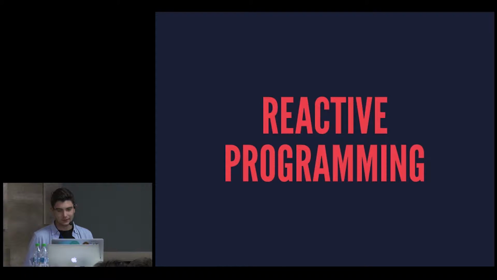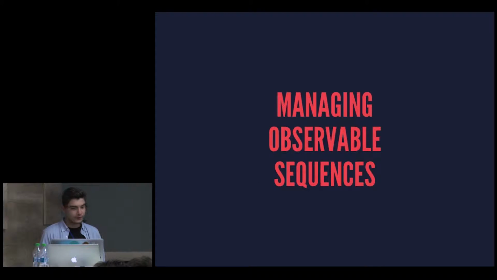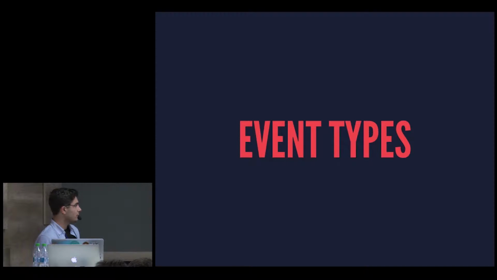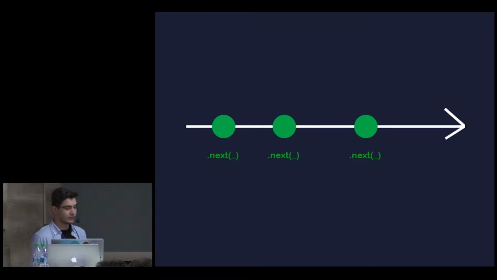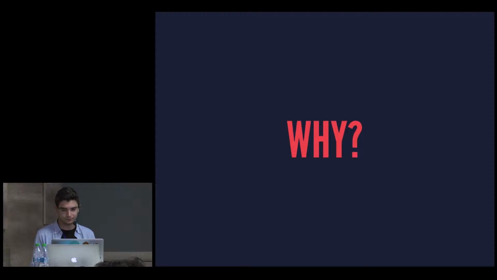So I hope I gave you an idea of what an observable sequence is, and let's go forward and define reactive programming. Reactive is about managing observable sequences. It may sound difficult at this moment, but I'll give you some examples and you'll see that it's nothing difficult. Our sequence contains three types of events. The first one is the next event. The second one is the completed event, and it means that the sequence has finished emitting events and no more events will be emitted in this sequence. And the last one is the error event, which means that something bad has happened and we need to handle that. And also no more events will be emitted in this sequence.